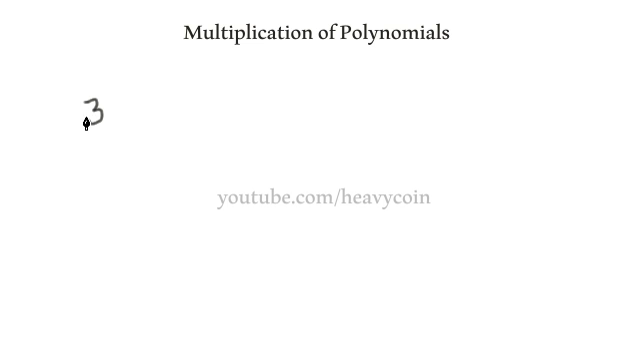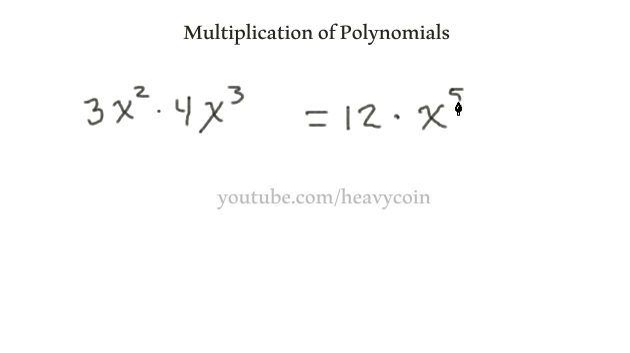Okay, let's say for example I had 3x squared times 4x to the third, and I wanted to simplify this down. Let's take this 3 and this 4, multiply them together, and then what are we going to do with the exponents? We're going to add them. So that becomes x to the 5th. So as you can see, we simplified that down.